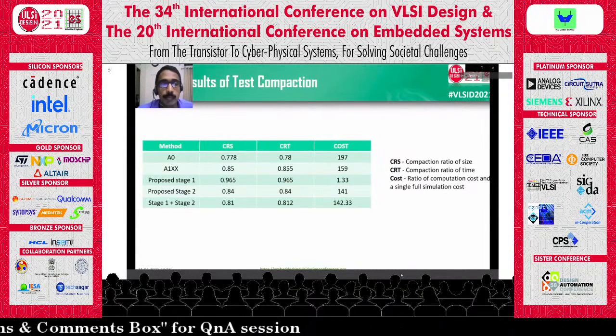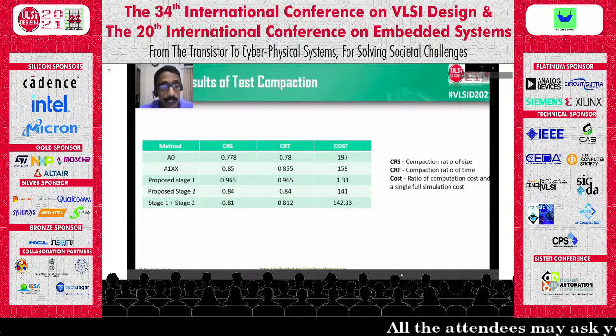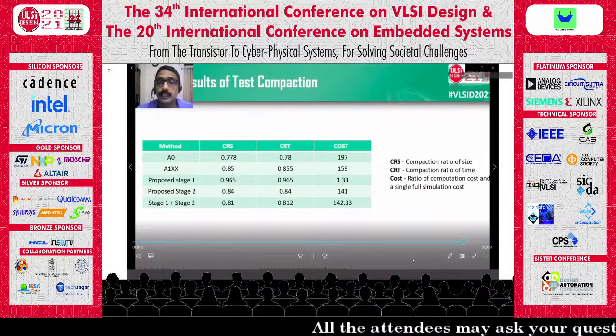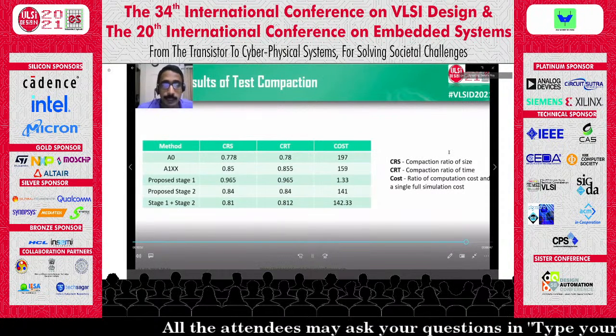But with the help of the proposed stage 1 and 2, finally after stage 1 and 2, we get better CRS and CRT compared to the A1XX method with a very low cost of 142.33. The CRS will be nearly 0.81.